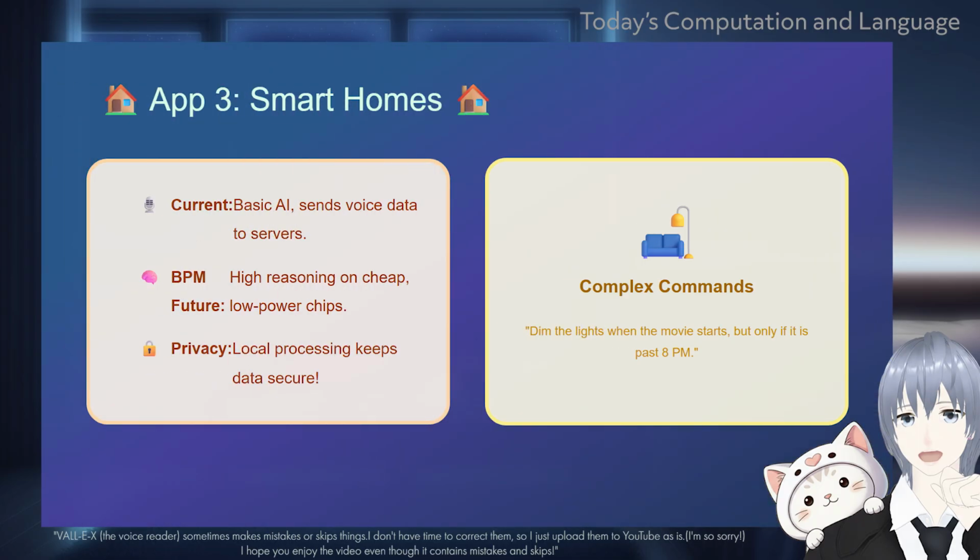Third, let us talk about smart home devices. Your smart speaker or smart thermostat currently relies on very basic AI, or has to send your voice data to a server to be processed. With this cross-tokenizer distillation, manufacturers could embed highly capable reasoning models into cheap and low-power smart home chips, so your smart home would be able to understand complex and multi-step commands, like asking it to dim the lights when a movie starts, but only if it is past 8 at night. And it would do all of this locally, keeping your personal voice data private and secure within your own home.